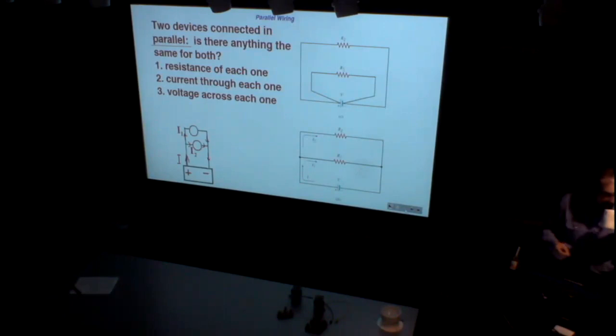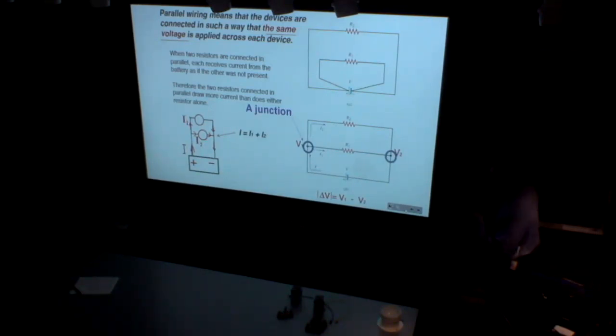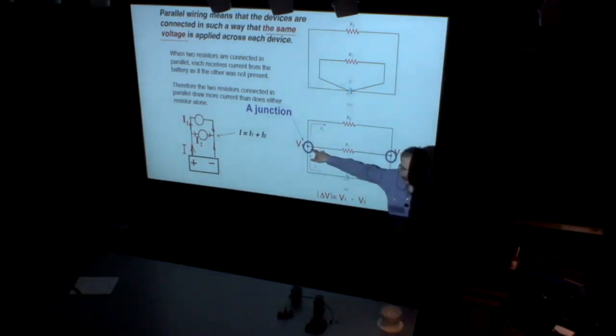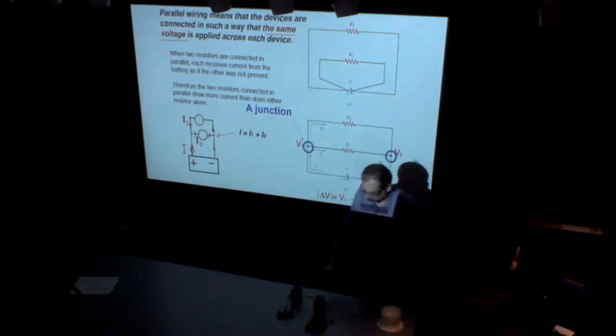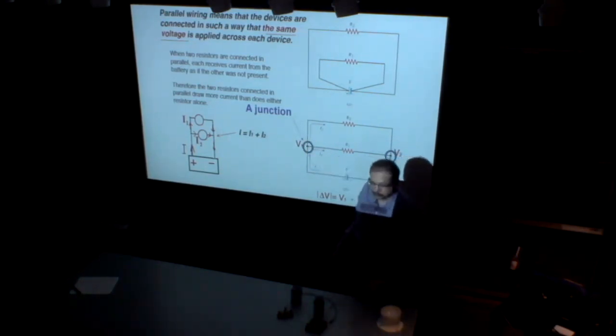And we know when we have elements connected in parallel, now they share the same voltage. So, this is just a definition of this element. When we have circuits, a point where we have several wires, not two, three, four, we call it a junction.